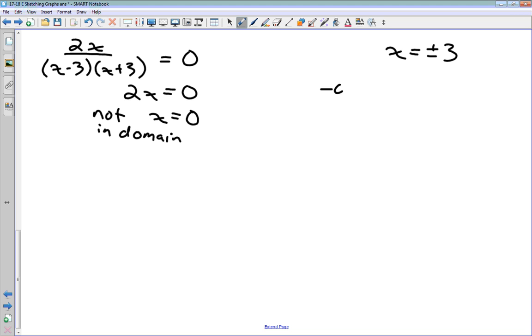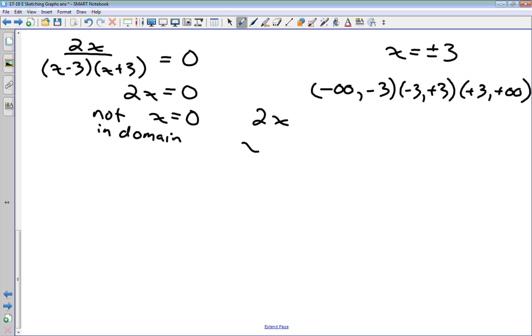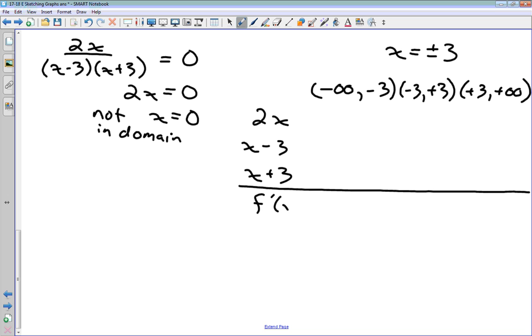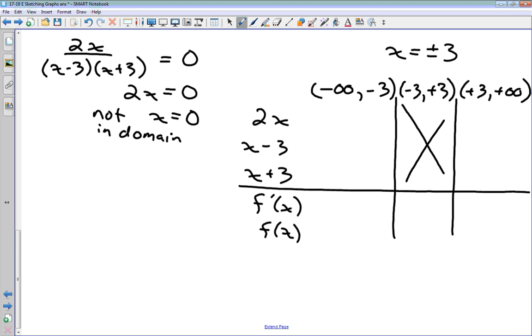We're going to have intervals from negative infinity to negative 3, from negative 3 to positive 3, and then from positive 3 to positive infinity. And we're checking the sign of each term in our first derivative to figure out what the sign of our first derivative is and what that tells us about our function. First thing is, this entire section of the table we can ignore because the function is not defined between x equals -3 and x equals +3.